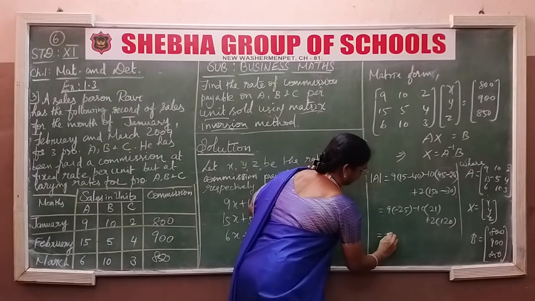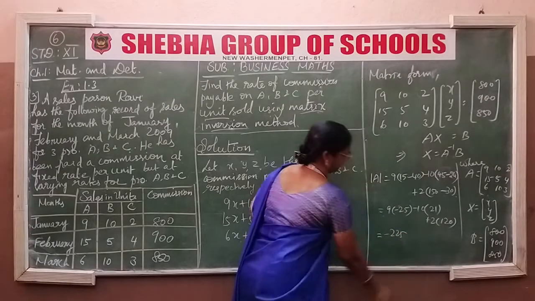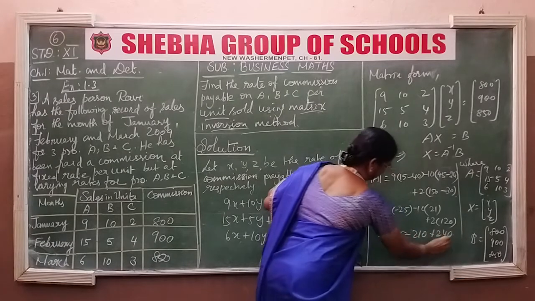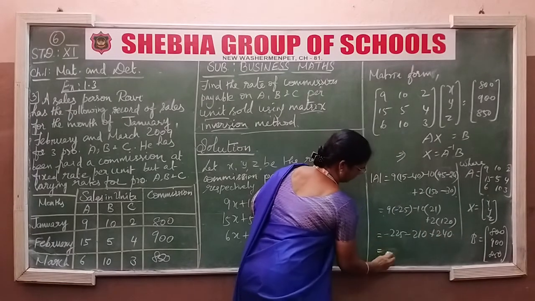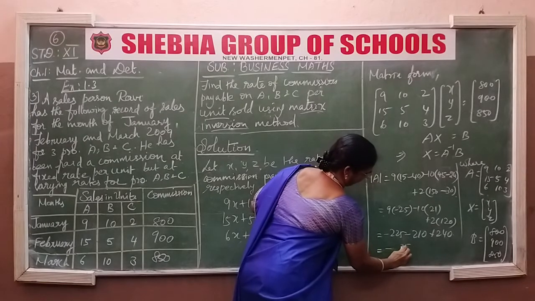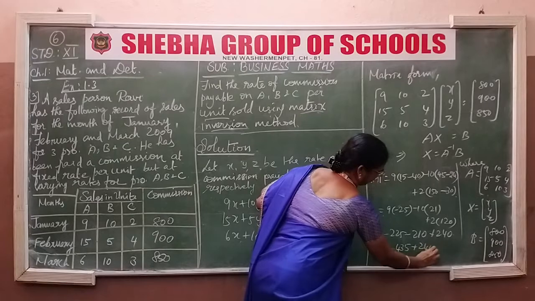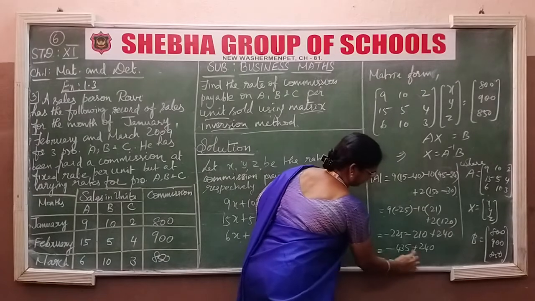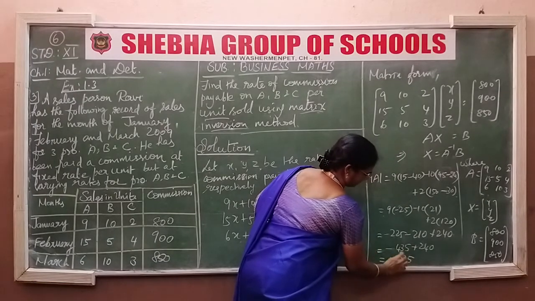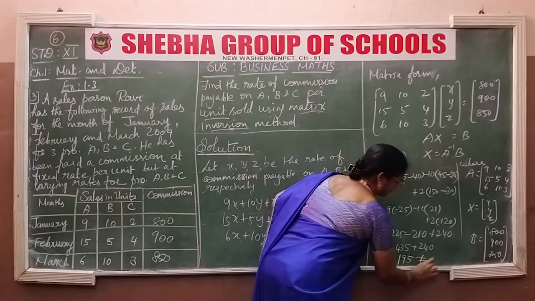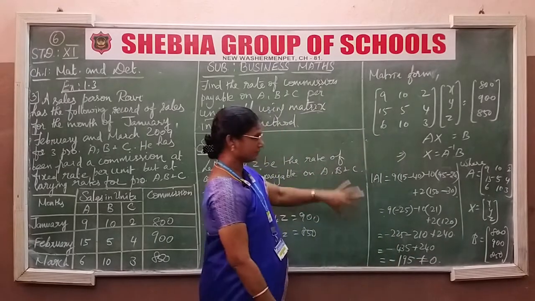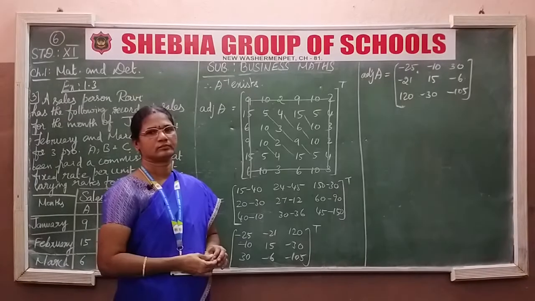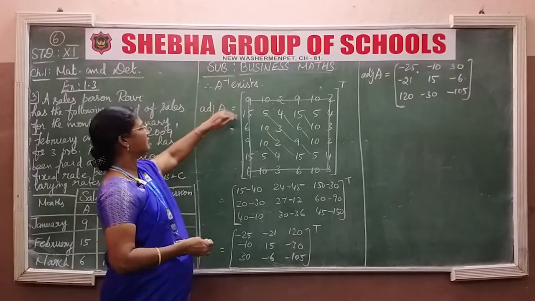So after multiplication we get minus 9 into 25, 225, minus 210, and this is 240. So which is equal to, adding these two, minus 435 plus 240 is equal to, subtracting and putting the minus sign, we get minus 195. So this is not equal to 0, therefore our A inverse exists. Okay, therefore our A inverse exists. Then find adjoint of A.